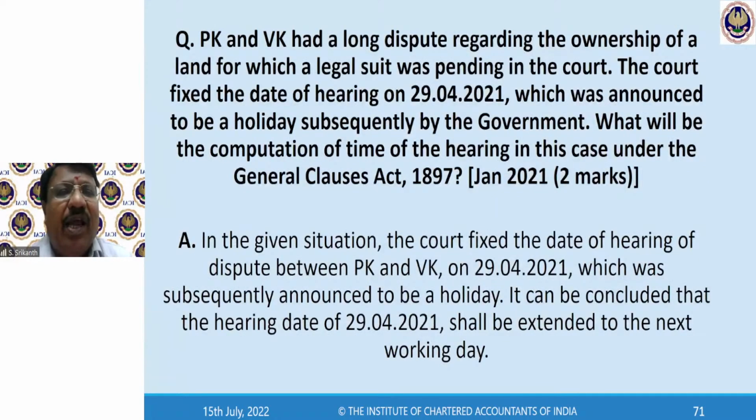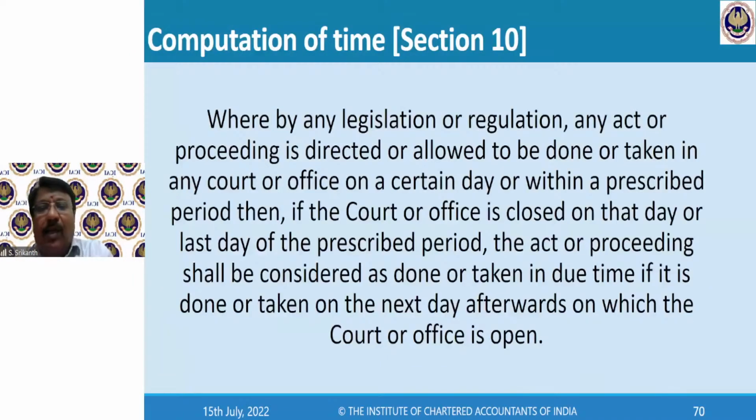Okay. PK and VK had a long dispute regarding the ownership of a land for which a legal suit was pending in the court. The court fixed the date of hearing on 29/4/2021, which was announced to be a holiday subsequently by the government. What will be the computation of time of the hearing? So 29/4, which was subsequently announced to be a holiday. Whatever may be the next working day, it will be extended to that next working day. Rather, the next day on which the court or office is open.